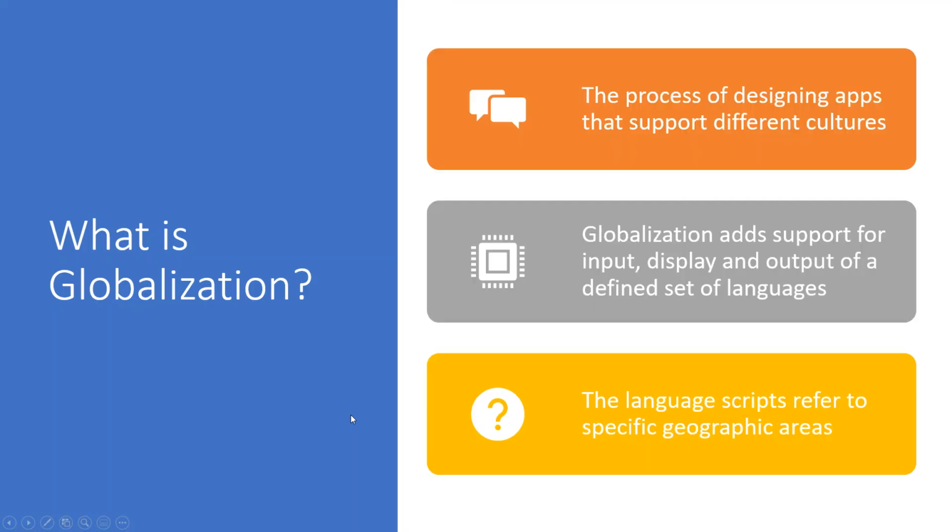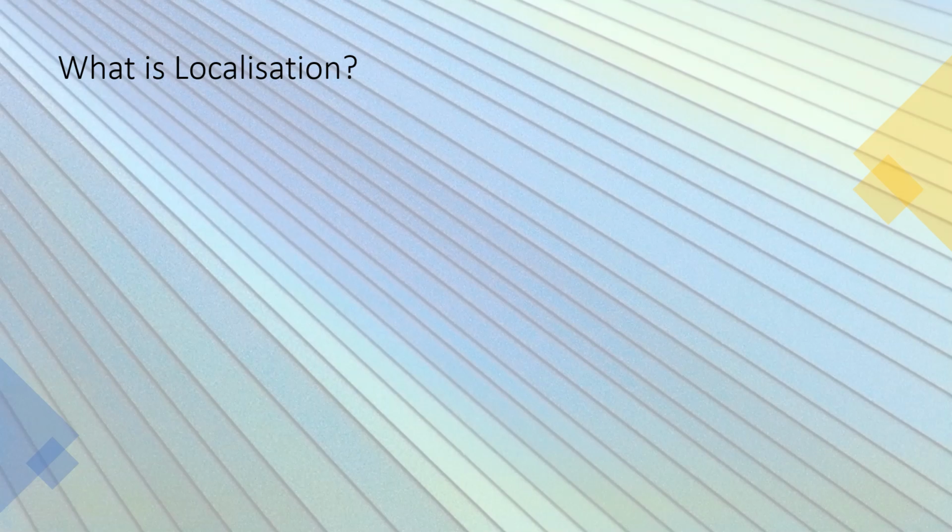So what's globalization? The process of designing apps that support different cultures is called globalization. Globalization adds support for input, display, and output of a defined set of languages, and the scripts that these languages represent refer to specific geographic areas.